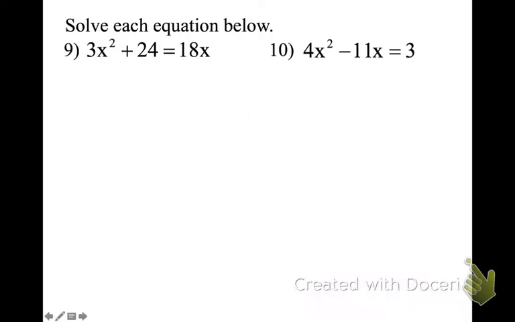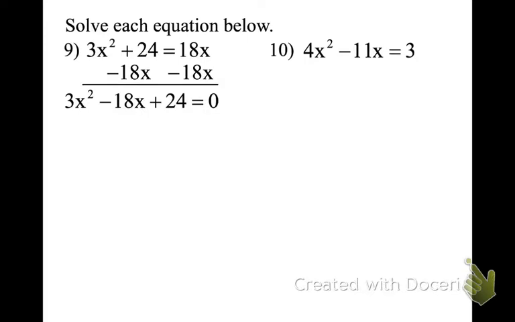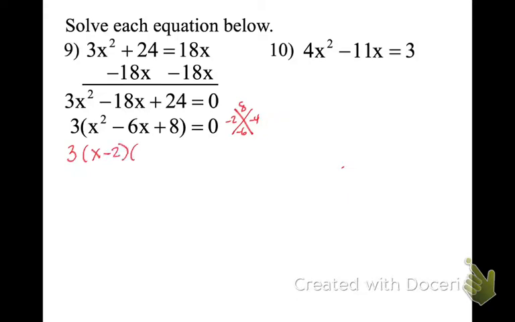Okay, let's try a couple more. Set them equal to 0, subtract the 18x. Try and make it smaller with a GCF. I'm going to divide 3 out of all terms. And then I'm left with this. Okay, it makes it much easier to factor. What multiplies to 8 and adds to -6? So -4, -2. So I get 3 times x minus 2 times x minus 4 equals 0.